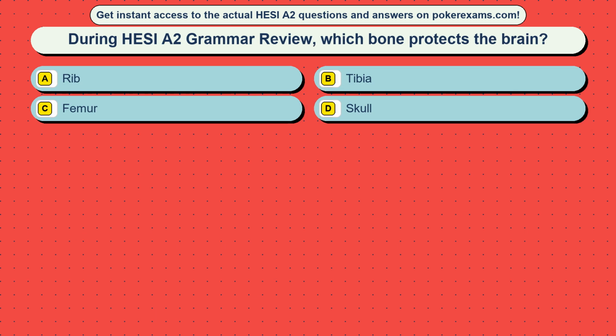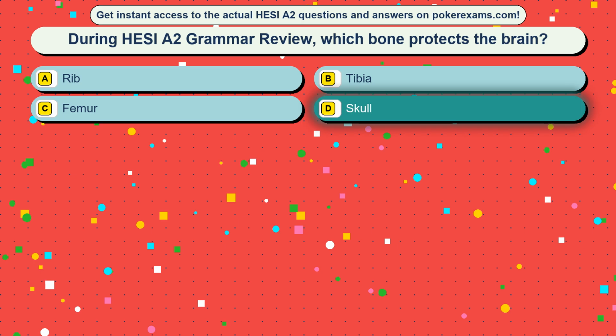Question 31. During HESI A2 Grammar Review, which bone protects the brain? Option A rib, option B tibia, option C femur, option D skull. The correct answer is option D, skull.